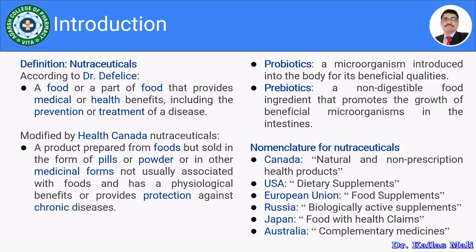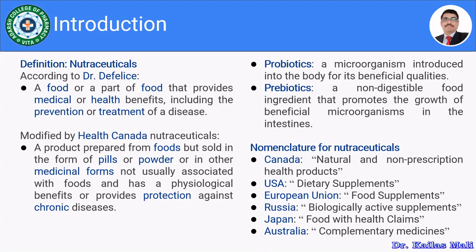Okay, fine. Whatever product is prepared from food, from herbs, from minerals, vegetables, and so on, in the form of a dosage form. For example, pills, powders, or any other medicinal form, not usually associated with food, and has a physiological benefit or provides protection against chronic diseases. So they are going to prevent the disease. They are going to provide protection against certain chronic diseases.